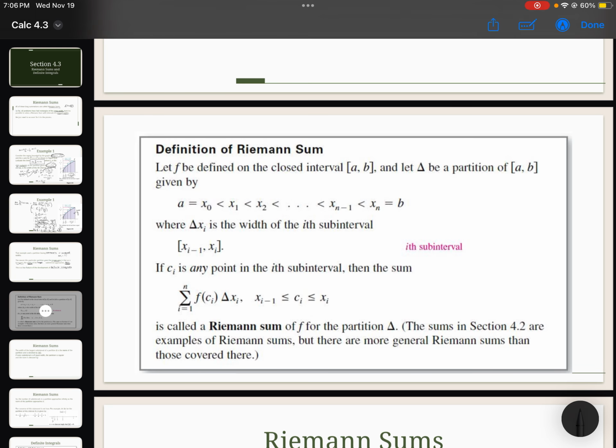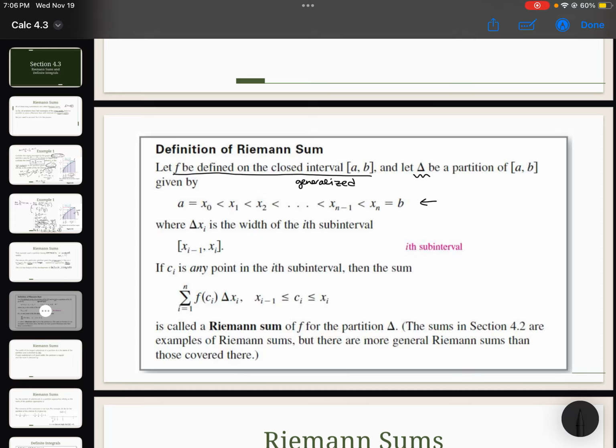So this is saying, let our function be defined on a closed interval. Honestly, that's pretty generalized. They're not giving us too many conditions here. I have a function, it's on an interval from a to b. We're going to use some different notation here. We're going to let this little delta be a partition of a given by this over here.